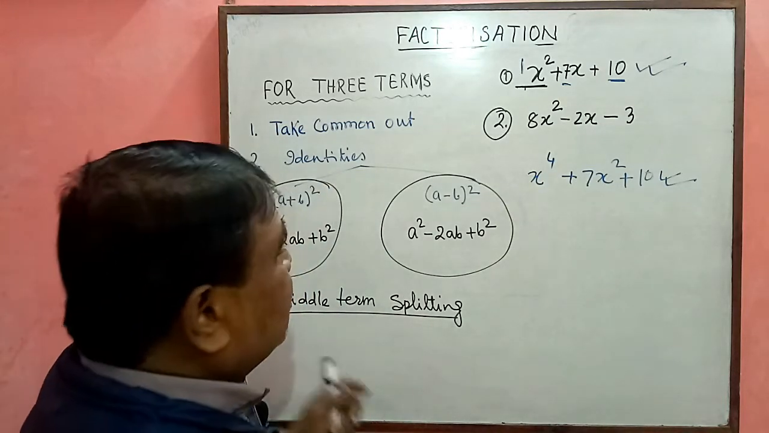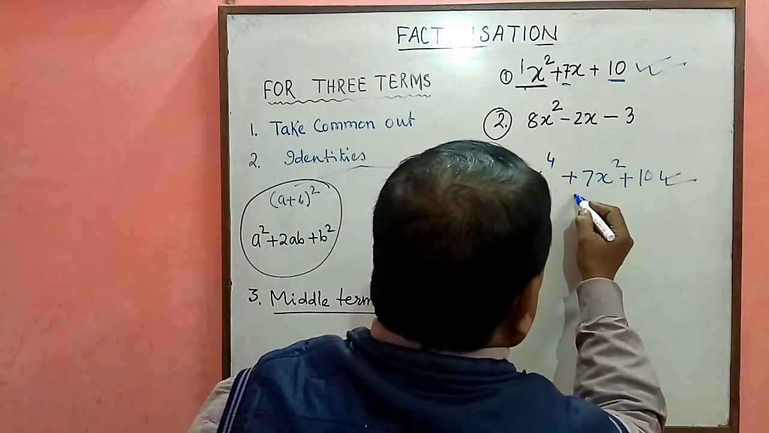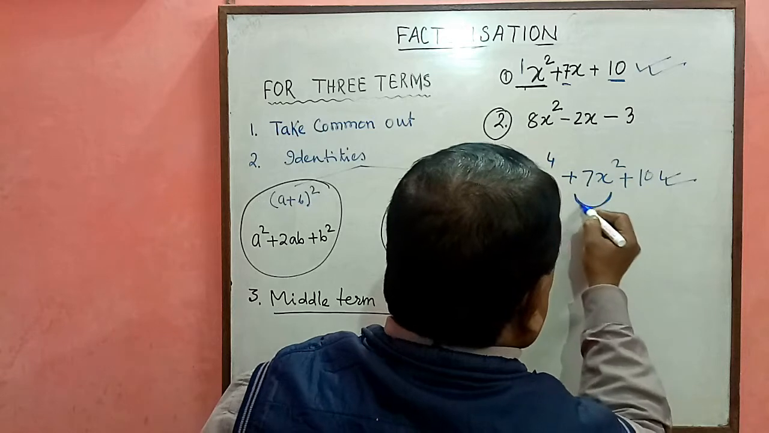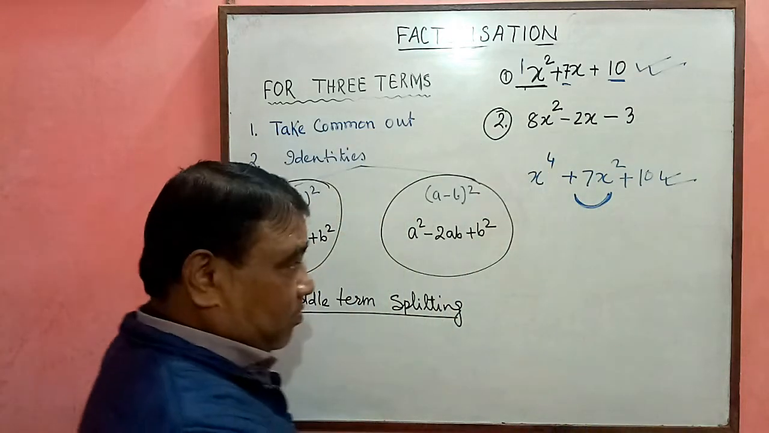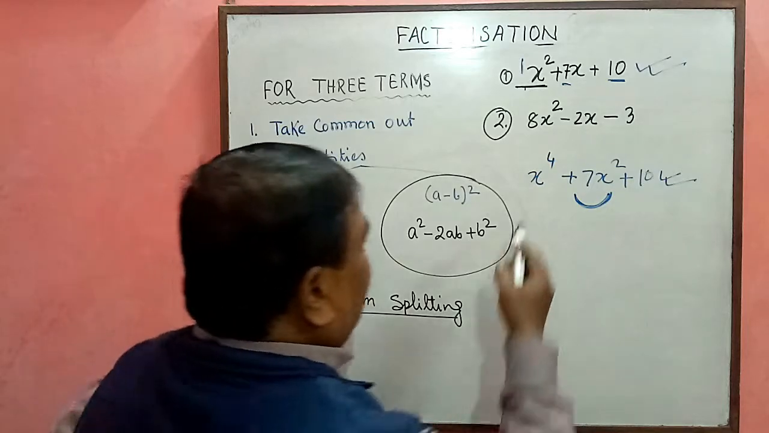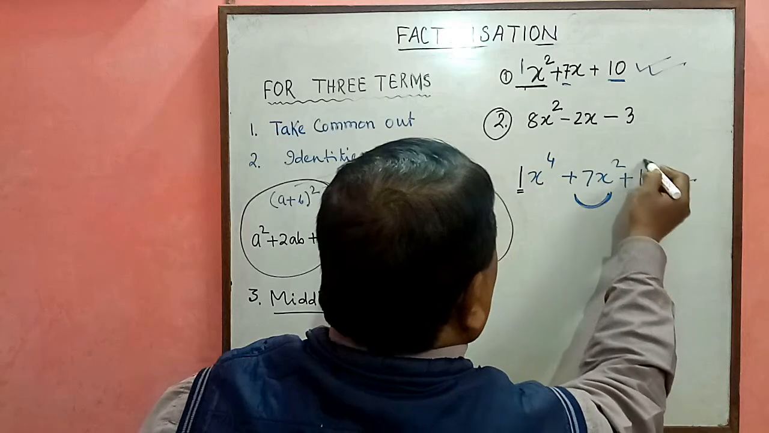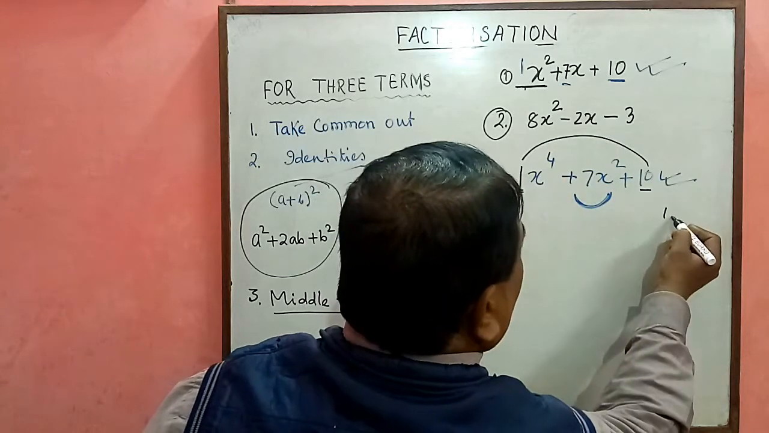Let me explain this. How to adjust the middle term? It is middle term splitting. How to adjust the middle term, with the help of what? First, I told you the coefficient of x to the power 4 is 1 and here the constant term is 10. First multiply this. Take 1 into 10.